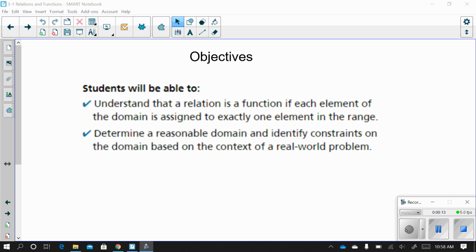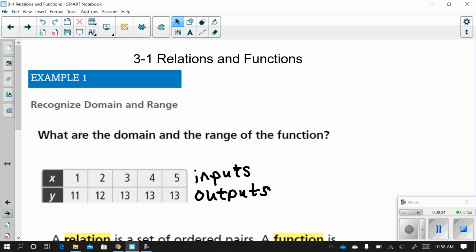All right, so objectives for 3-1, we're going to understand that a relation is a function if each element of the domain has exactly one element of the range. We're also going to look at some real-world problems and determine reasonable domains, look at constraints on the domain, and figure out really what's going on and how we can turn these words into math. So 3-1 is all about relations and functions.